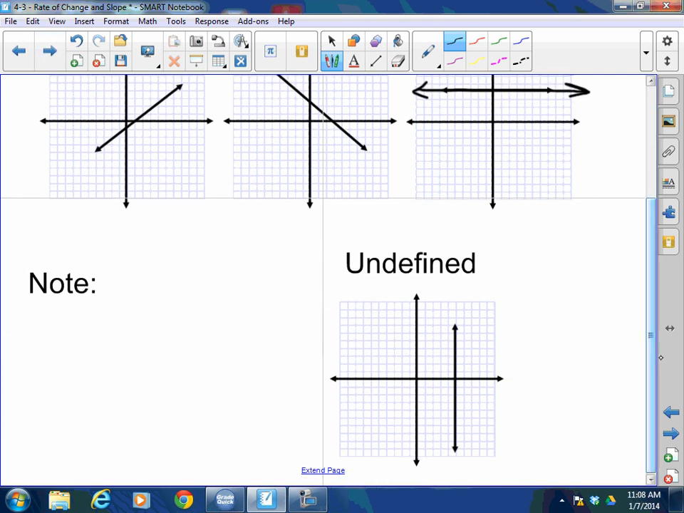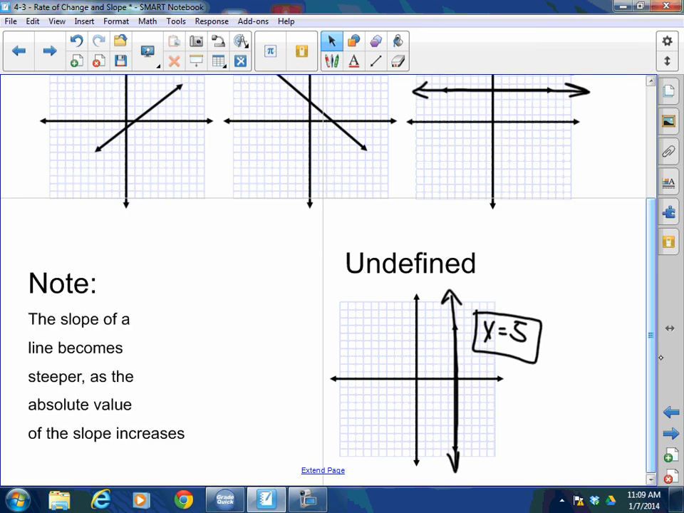Undefined is the reverse of the zero slope. There's no y value here. It's just going up and down. It's a vertical line going through the x-axis. The equation to this particular one would be x equals 1, 2, 3, 4, 5. There's no y because the slope is undefined.